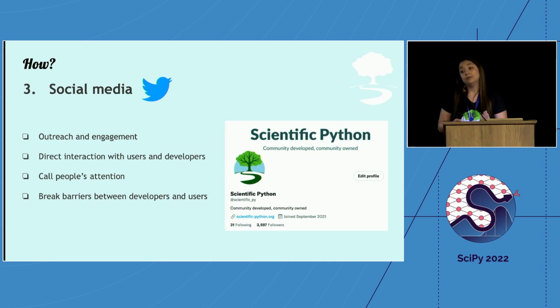There's probably nowadays very few people that go to GitHub and are like, oh, I'm going to start contributing to the scientific Python ecosystem. That probably doesn't happen that much. So our idea of social media is to get the information out and get people involved.